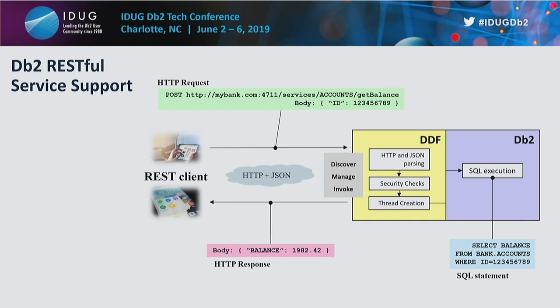And then when the SQL is executed, in this example, it's a select balance from bank account where an ID is a value. Then on the response, you get in the body, again in JSON format, the balance as a name and the value, which is an amount. And you get the HTTP response code as well. Okay? It's really simple, but it's cool.